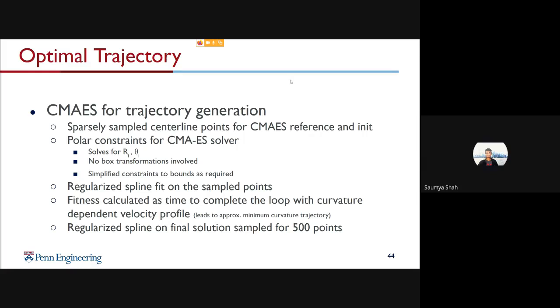With the CMA-ES solution that was obtained, a regularized spline was fit on that, and we calculated the fitness by the approximate time it takes for the car to complete the loop, and velocity was profiled based on the curvature. This in a way led to a minimum curvature trajectory, but the regularization on the spline helped a lot to make it even smoother and better. So finally, when we have the regularized spline, we sampled 500 points for the pure pursuit track.